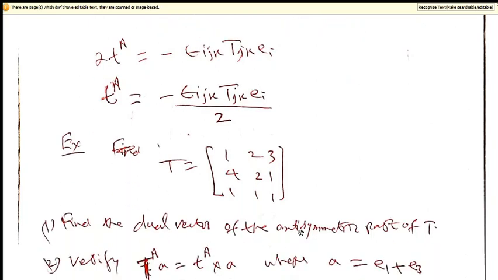Let us apply this on this example. Suppose you have this tensor T. Find the dual vector of the antisymmetric part of the T. So keep in mind that we have defined our dual vector only for an antisymmetric tensor T, not for any, not for symmetric. Only for antisymmetric tensor T. So we need its antisymmetric part. Then verify this.